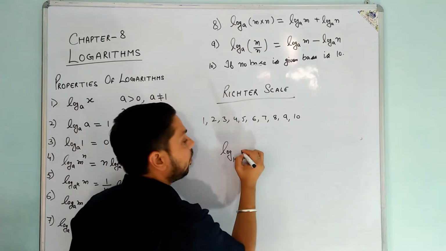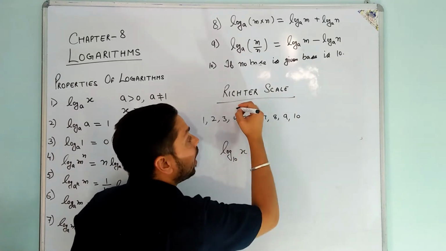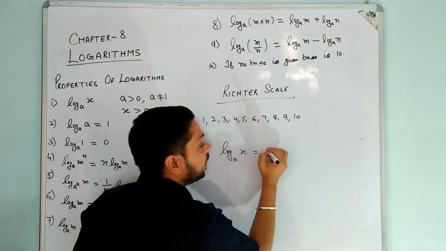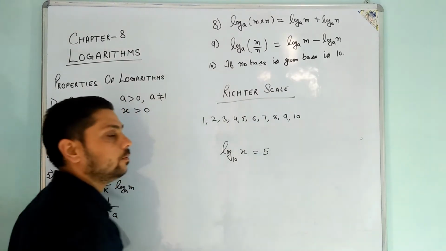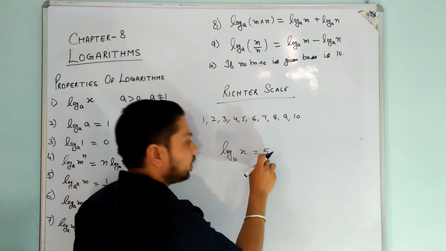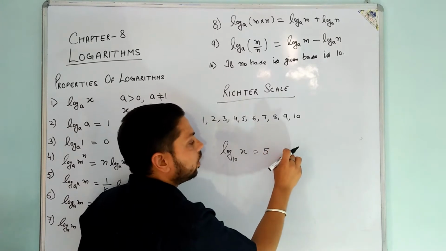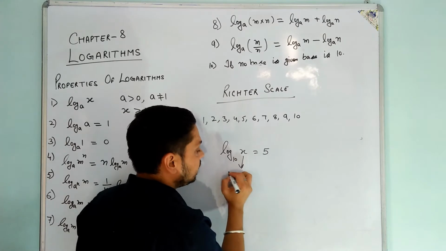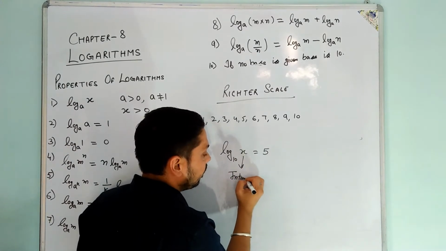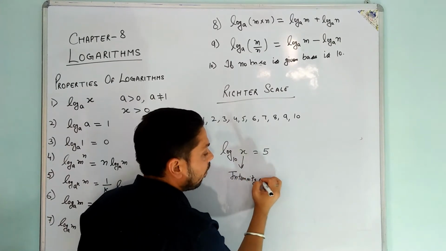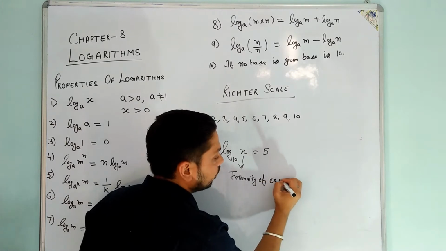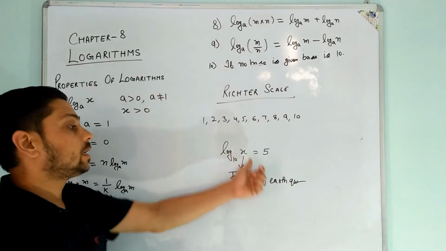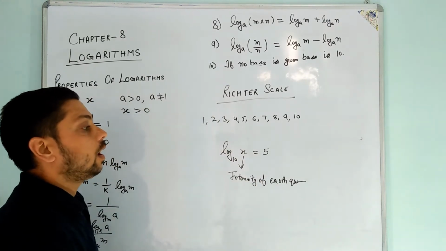Log with base 10 of x is equal to any number from here. For example, we consider it as 5. Any number, this is equal to 5 on a Richter scale. Now, what does this mean? x here is the intensity of the earthquake.